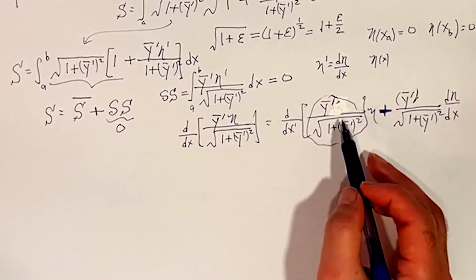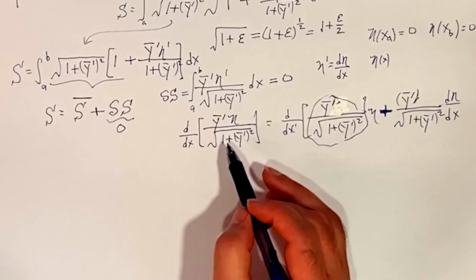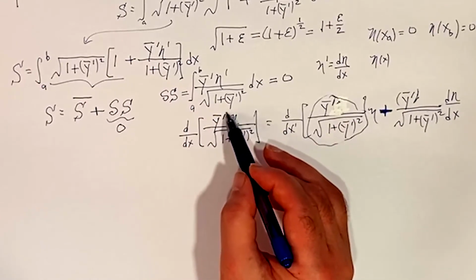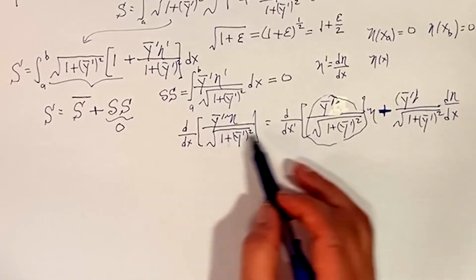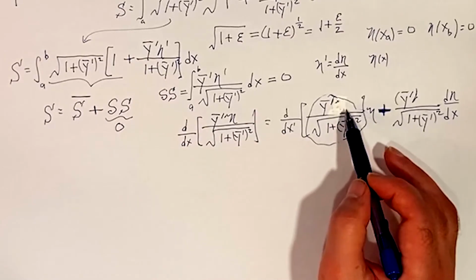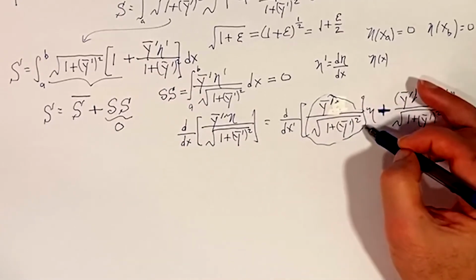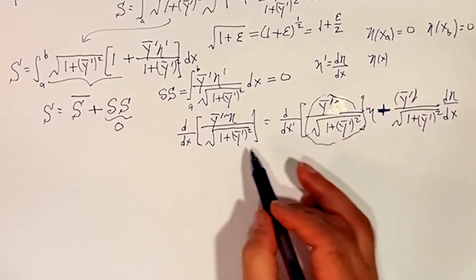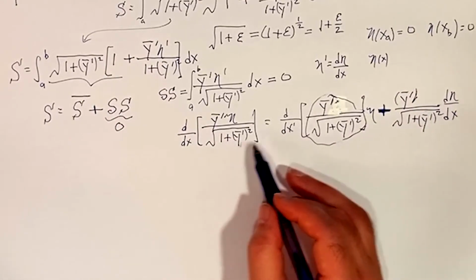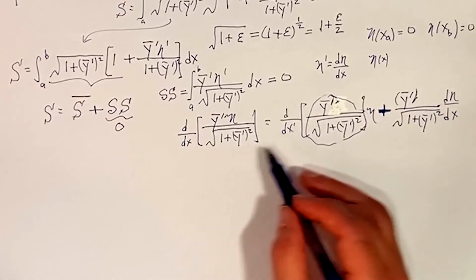Okay, so let's look at this again. The first function here is going to be all this stuff except the eta. So I took the derivative of all that and had the eta on the outside. All right. And then the derivative of the eta comes next.